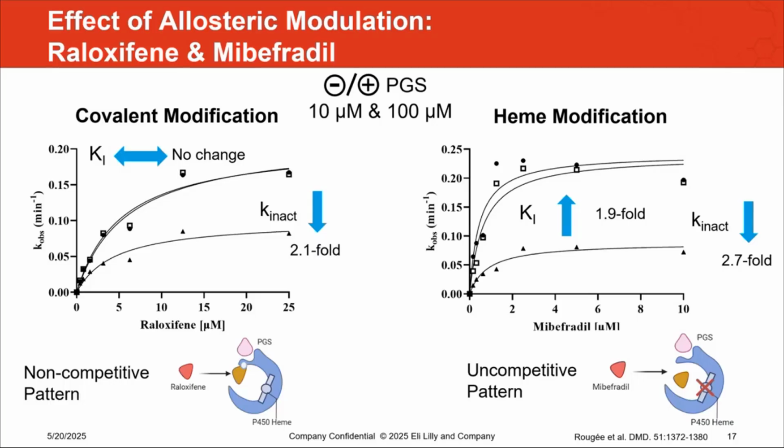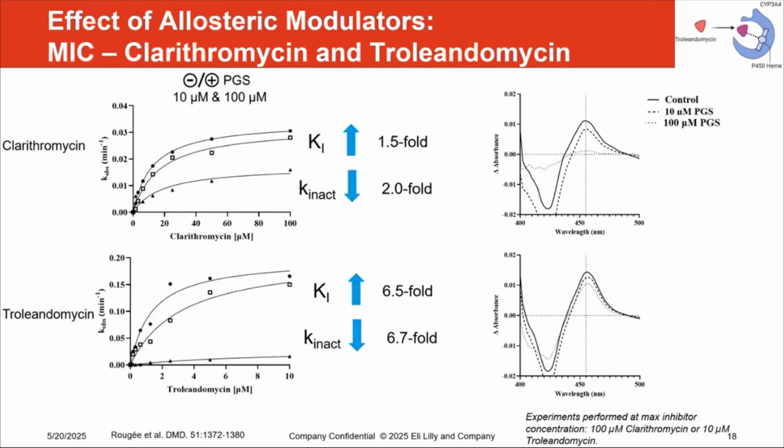But what about the metabolic intermediate complex compounds? So for clarithromycin and troleandomycin, what we saw is they were a lot more sensitive to progesterone, where we could see some significant shifts at the low concentration of progesterone, 10 micromolar, and more significant shifts at the high concentration of 100 micromolar. Now, again, we see both shifts in potency as well as the inactivation, but the extent to which that happens is different depending on the inhibitor.